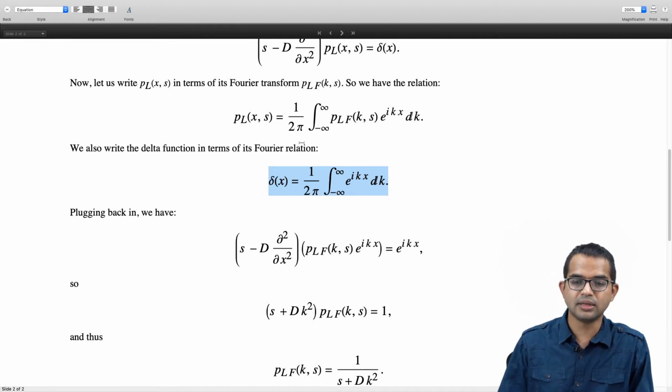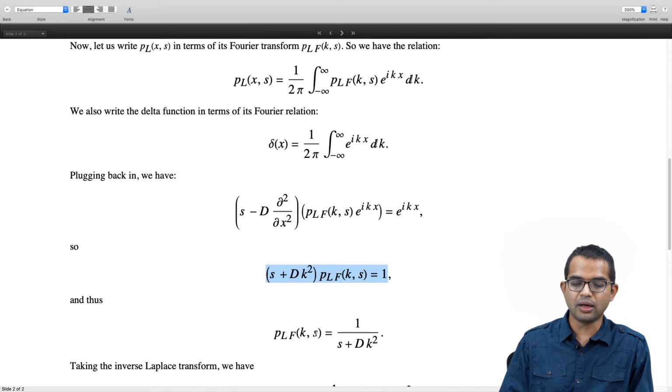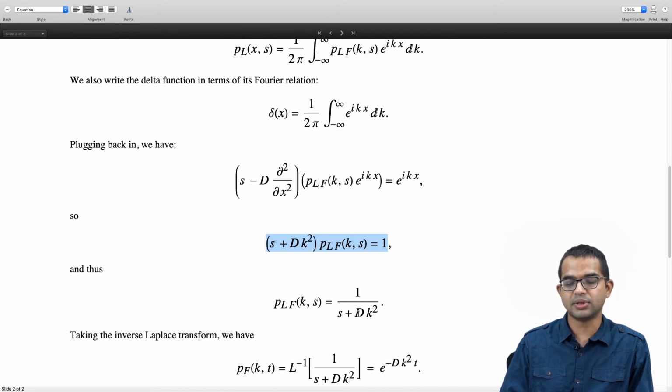So all we have done is some simple jugglery involving taking a Fourier transform and a Laplace transform, and then simply arguing that the integrands are the same, and then some simplification. You take this derivative, so you get a k squared which comes in, and so s plus dk squared times this is equal to, you know, the e to the ikx can be removed, and this quantity is seen to be 1. So P_LF(k, s) is equal to 1 over s plus dk squared.